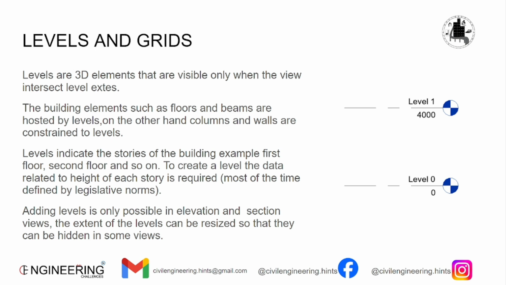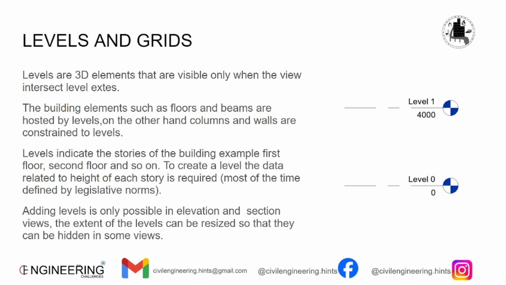Levels can be added only on section or elevation views, and adding levels helps create associated plan views. Levels are finite horizontal planes that act as a reference for level-hosted elements such as roofs, floors, and ceilings. Level extents can be resized so that they do not display in certain views. One can also hide level annotations after adding them.